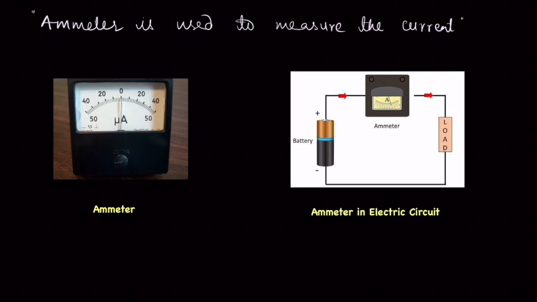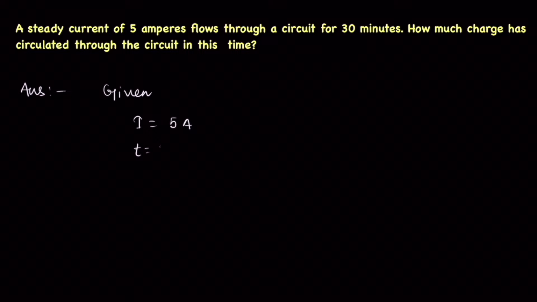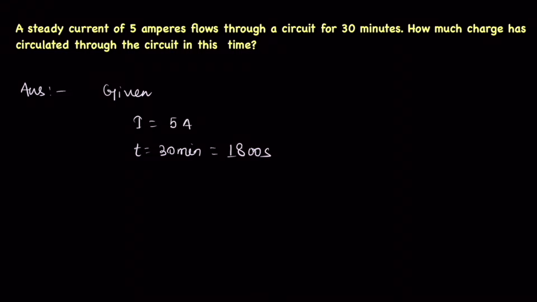Now we will try a few questions based on electric current. In this question, a steady current of 5 ampere flows through a circuit for 30 minutes. How much charge has been circulated through the circuit in this time? So according to the question, the given values are current 5 ampere and time 30 minutes. Minute is not our SI unit. We have to convert to seconds. So it is 1800 seconds.